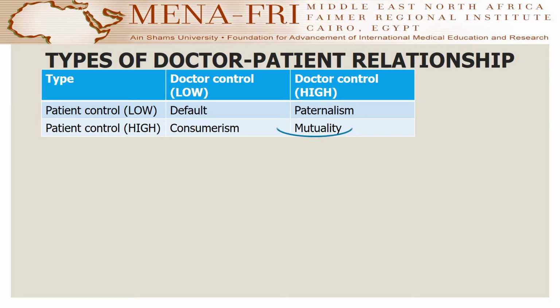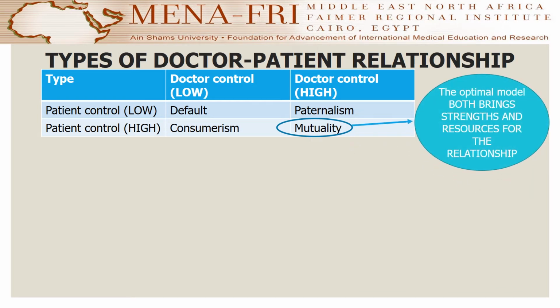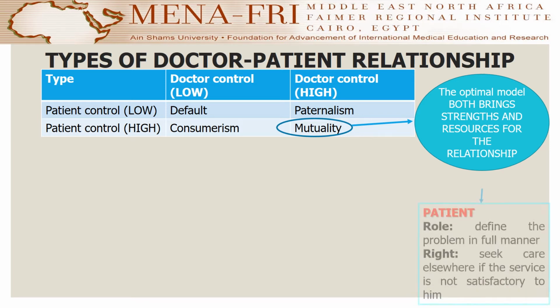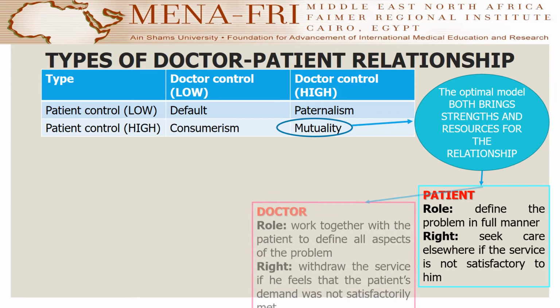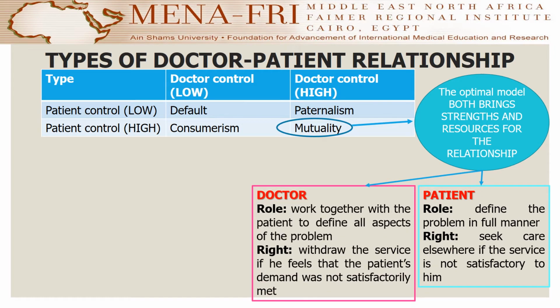The second type occurs when the doctor control is high and also the patient control is high. It's called mutuality. This is the optimal model in which both bring strengths and resources to the relationship. The patient has the role to define the problem in full and has the right to seek care elsewhere if the service is not satisfactory to him. The doctor has the role to work together with the patient to define all aspects of the problem and has the right to withdraw the service if he feels that the patient's demand was not satisfactorily met.